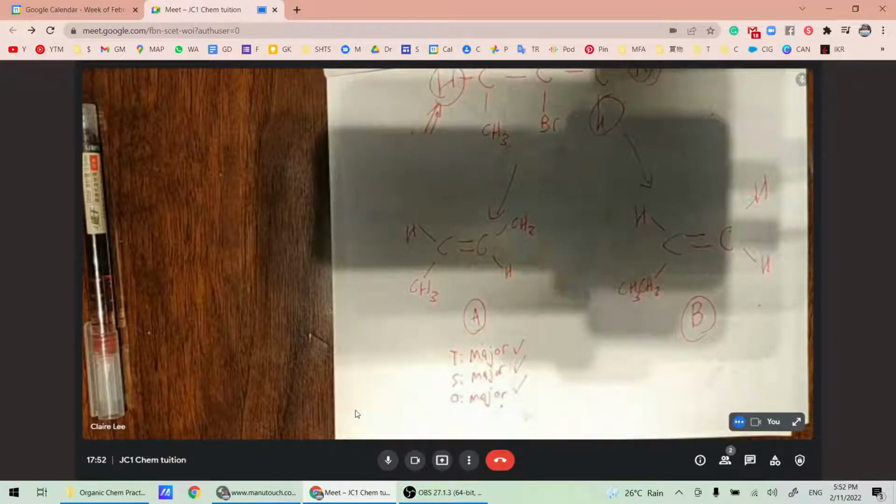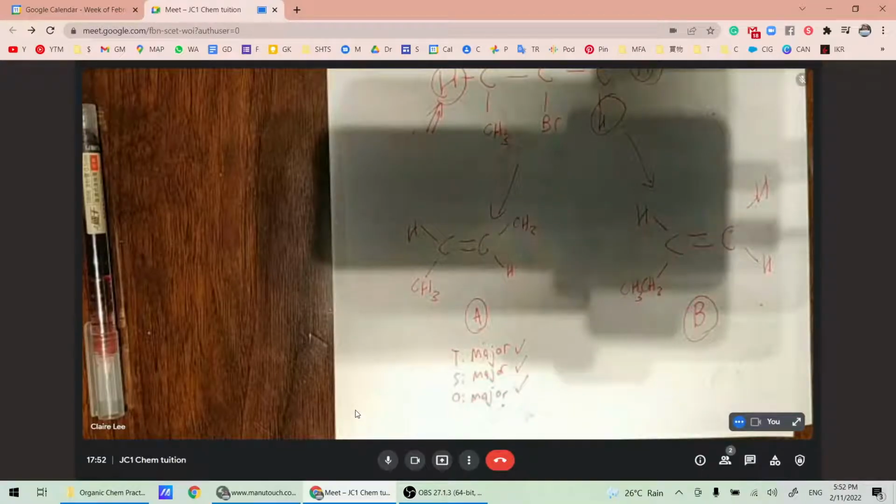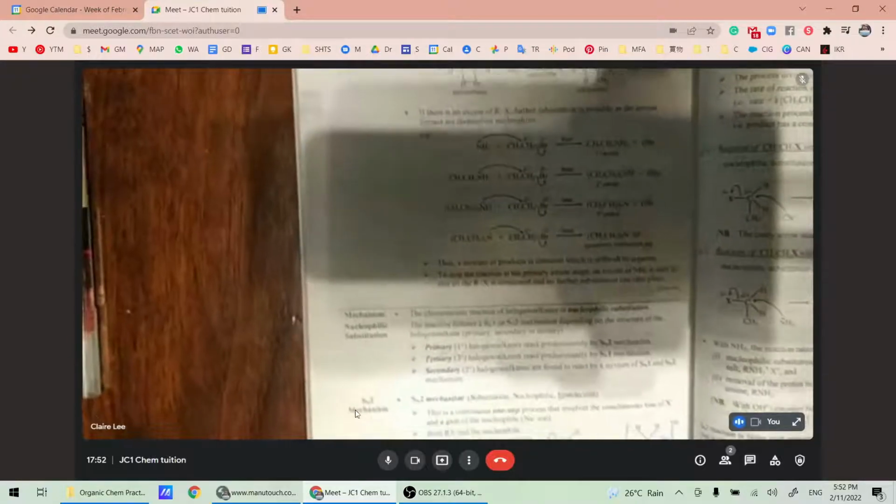Okay, so just take some time, digest Saytzeff's rule. You don't need to explain why that is the major product, but you just need to be able to identify that it's the major product. And if the question asks you for only one product from the elimination, you should always draw the major, not the minor. Then recap on the multiple nucleophilic substitution.